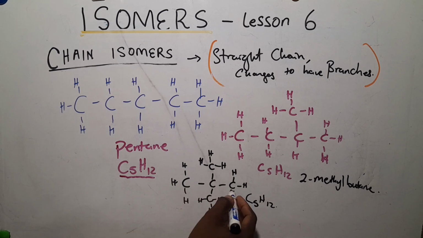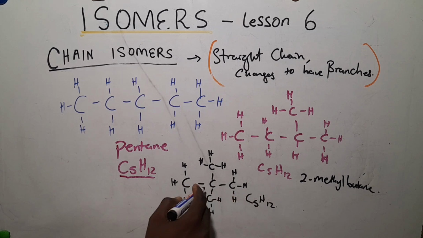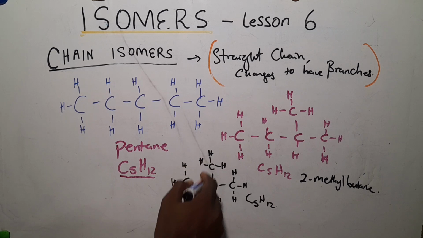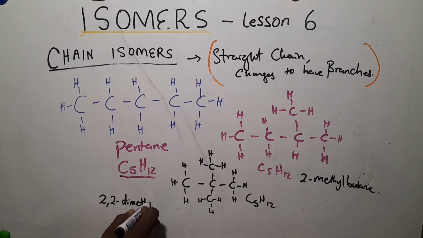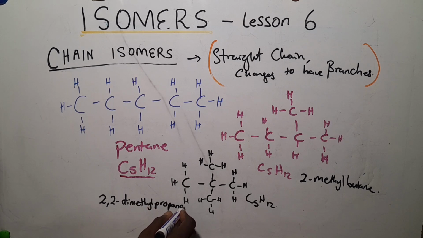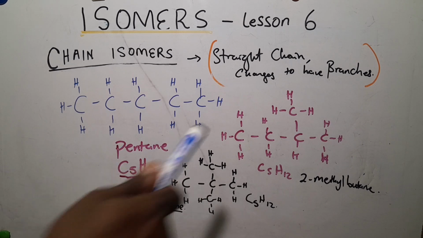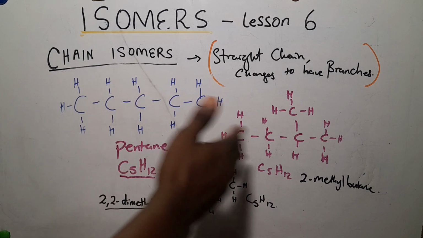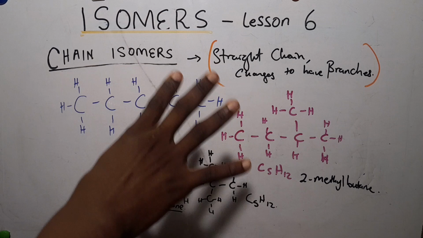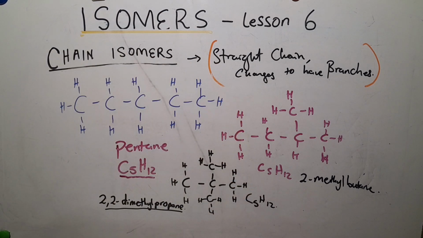So the name, obviously, 1, 2, 3. So on carbon number 2, we are having a dimethyl. So this will be 2,2-dimethyl propane, like that. So these three, they are isomers. These three become isomers, like that. So the more the chain increases, the more the isomers of that molecule, right? The more the isomers of that molecular formula.